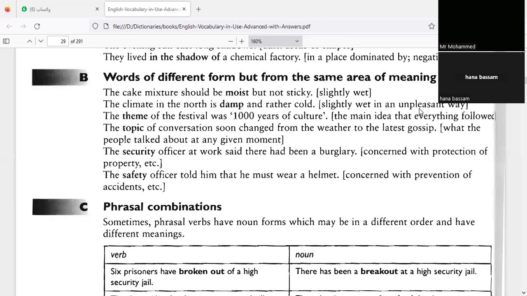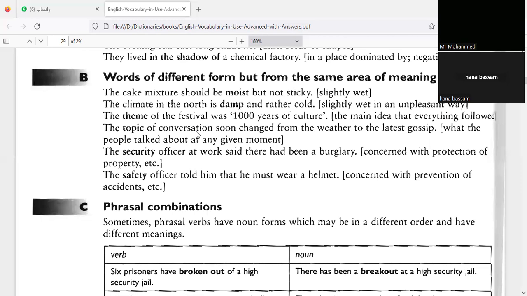Moving to the third example, when I say the theme of the festival was 1,000 years of culture. So here, the theme, what does it mean, theme here? So theme, it means the main idea that everything follows. The second one, the topic of conversation soon changed from the weather to the latest gossip. So again, topic here means the main idea, and theme, the main idea, but topic is what the people talked about at any given moment, we call it topic. Continue.